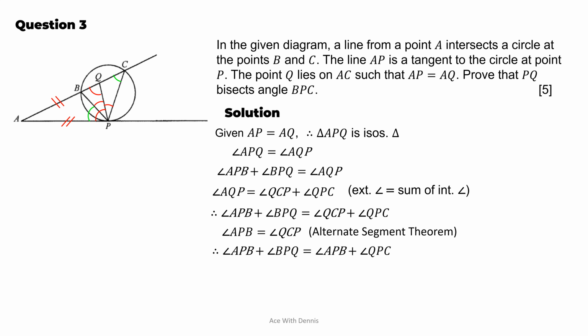Hence, angle APB plus angle BPQ equals angle APB plus angle QPC. Then we can cancel the angle APB, we get angle BPQ equals angle QPC. Therefore, PQ bisects angle BPC, and shown.